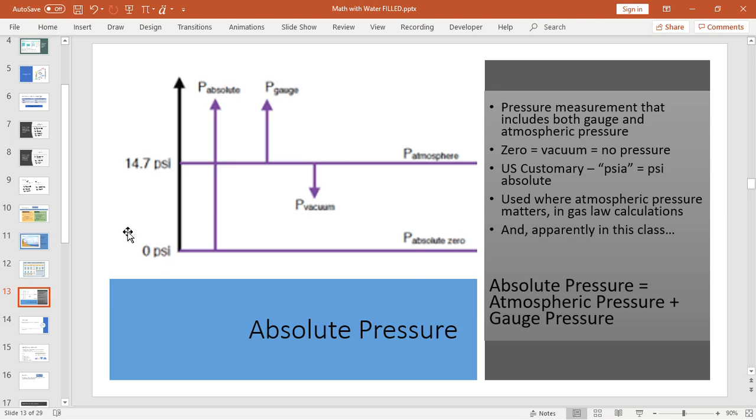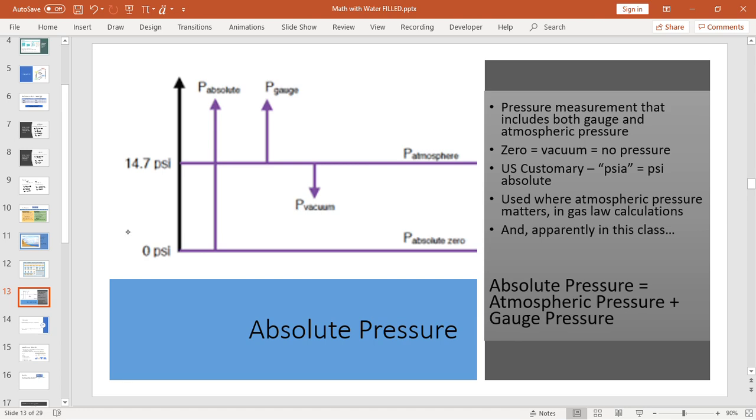Okay, so absolute pressure. Absolute pressure is assuming that in a vacuum you have no pressure. So it's just a scale. It's like using a Kelvin scale instead of Celsius. It has an absolute 0 value, which happens to be in a vacuum. And then anything above that is good to go.